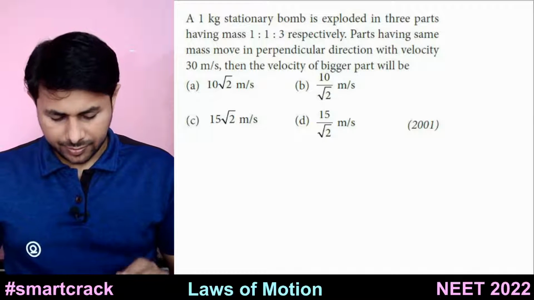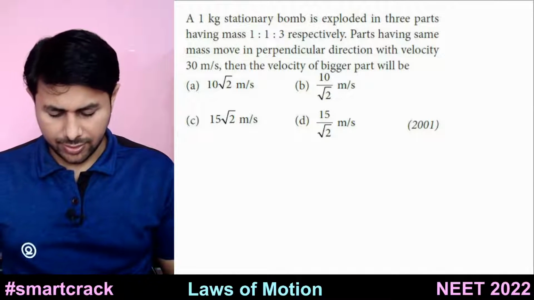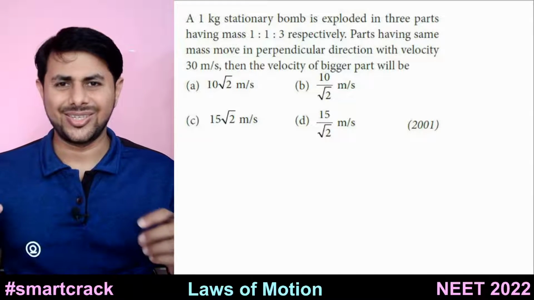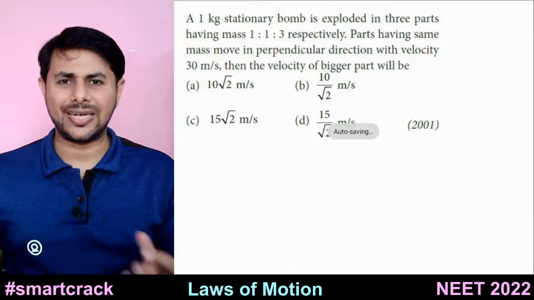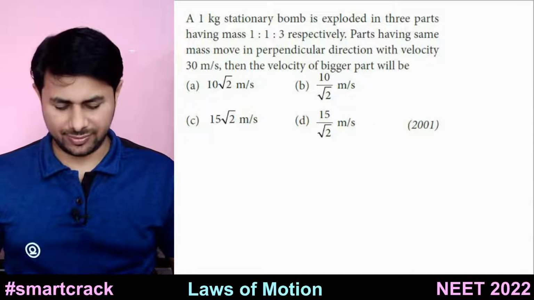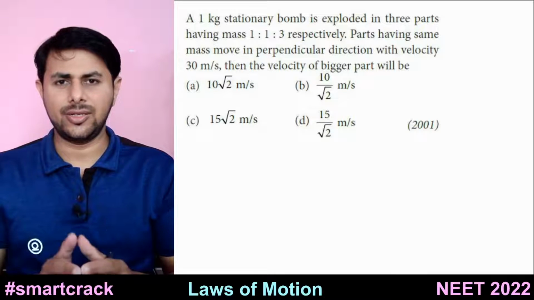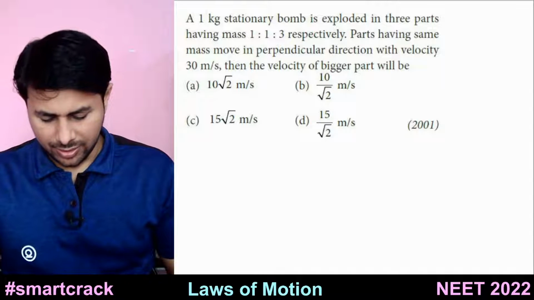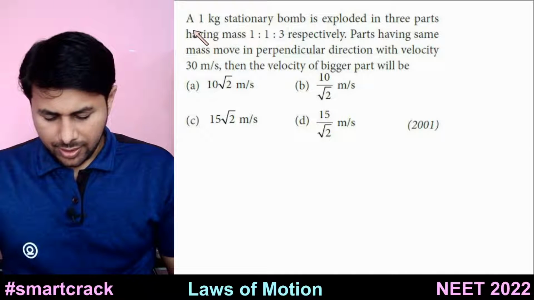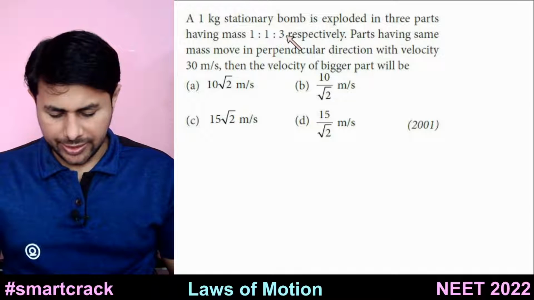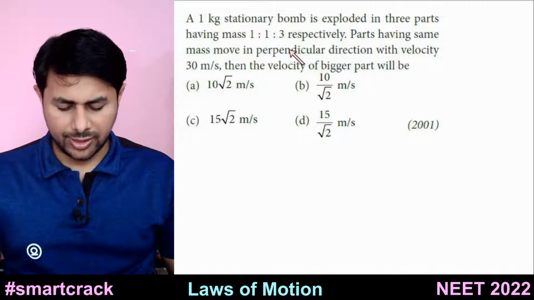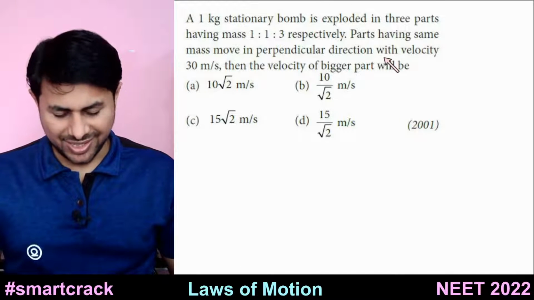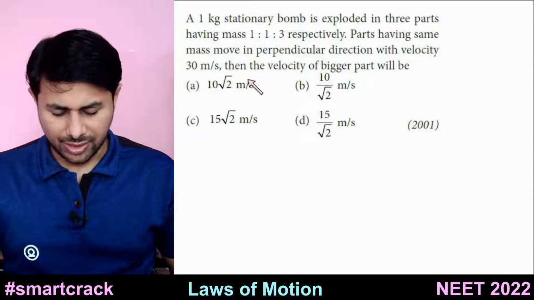Okay, let's see another problem. You can see in the first part there are so many repetitions. Many problems were asked on the law of conservation of momentum. This is one of the most important topics of this chapter. A 1 kg stationary bomb explodes into 3 parts having masses in the ratio 1:1:3 respectively. The parts having the same mass move in perpendicular directions with velocity 30 meters per second. Then the velocity of the bigger part will be?